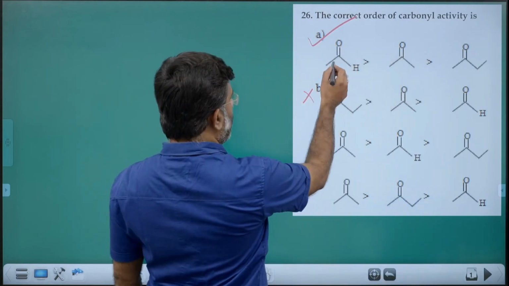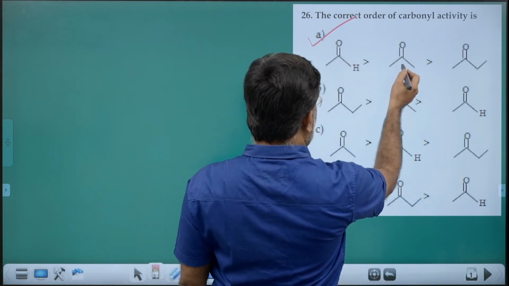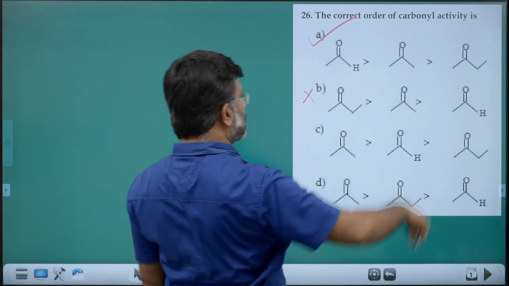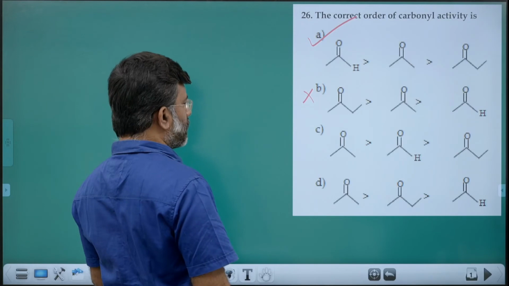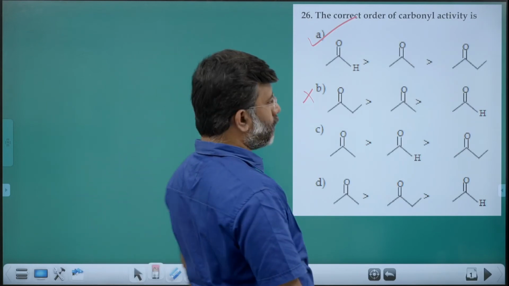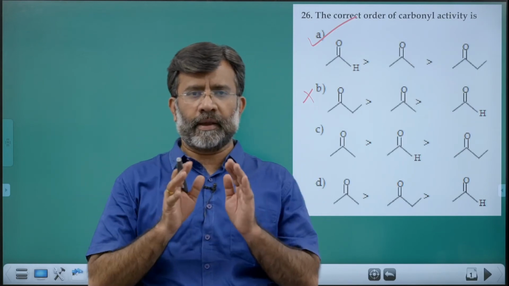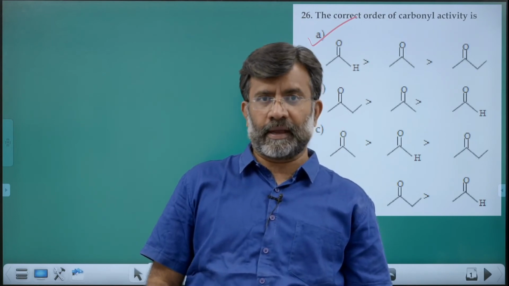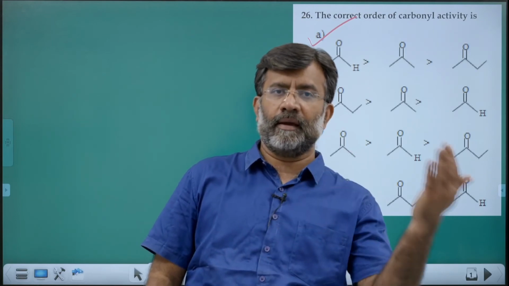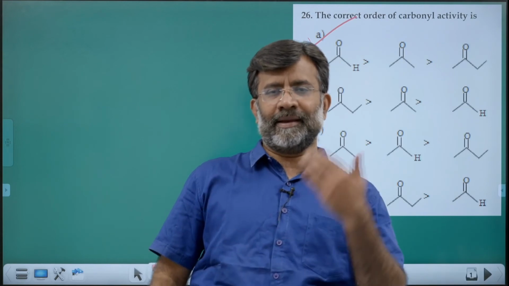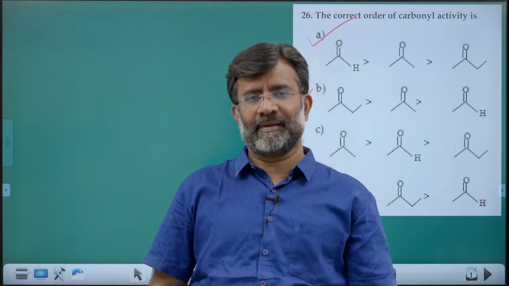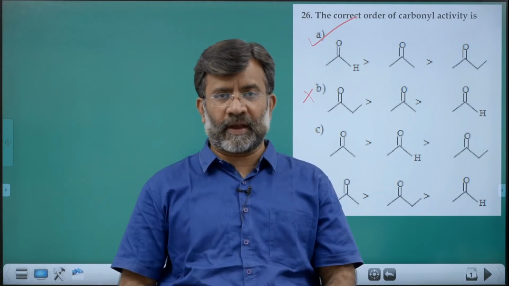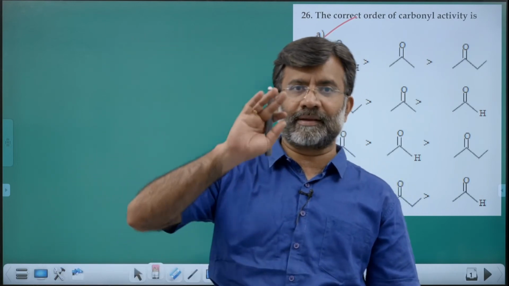This is an aldehyde, ethanal, then acetone, and then this is a bigger ketone. The bigger ketone is less reactive due to steric factors. So the answer is the first one. See, formaldehyde is the most reactive, then other aliphatic aldehydes, then aromatic aldehydes, then ketones. It goes like that. The reason is electronic factors and steric reasons.